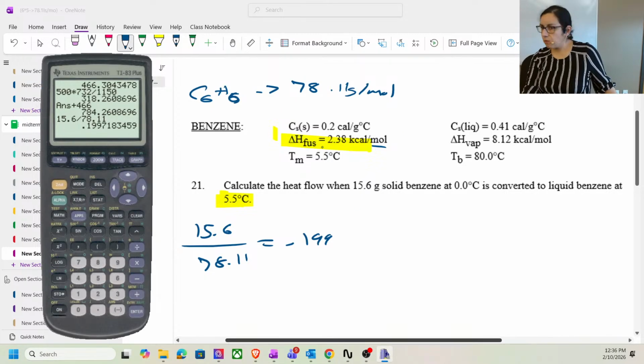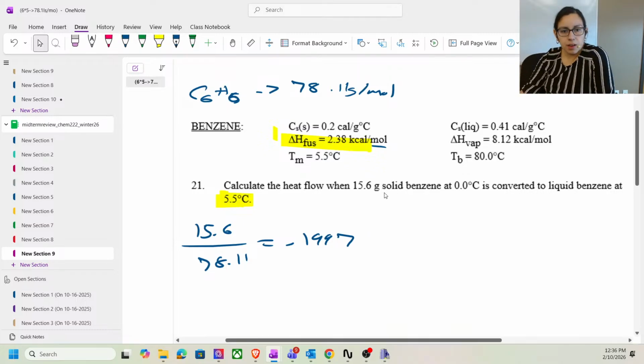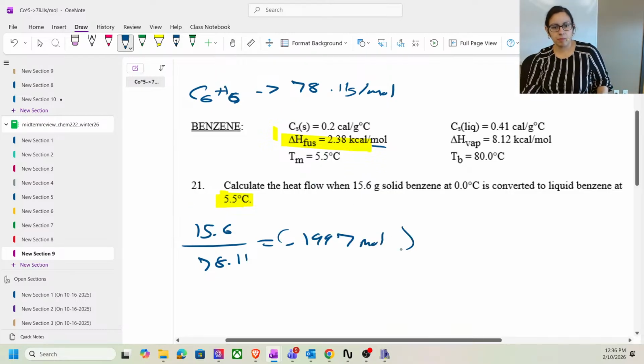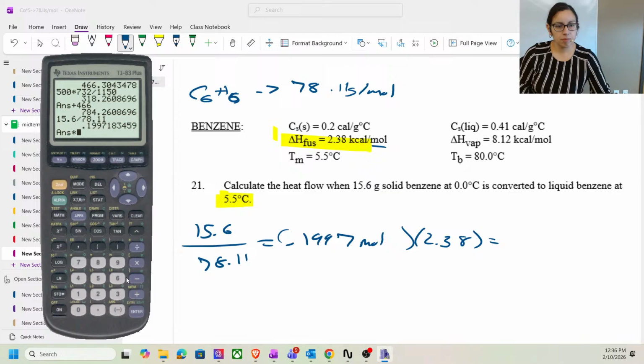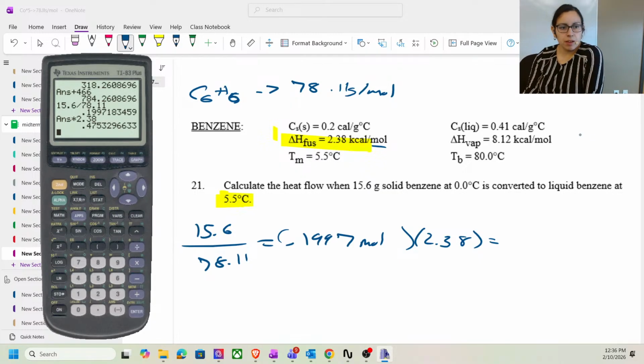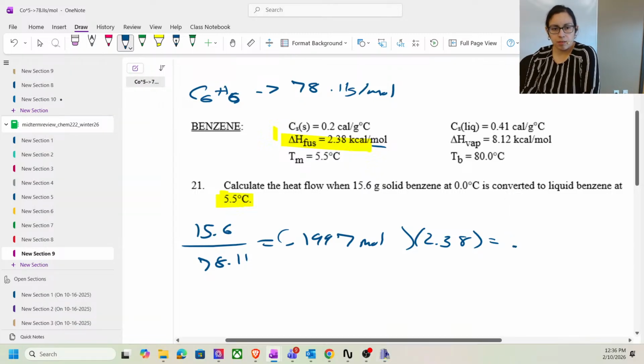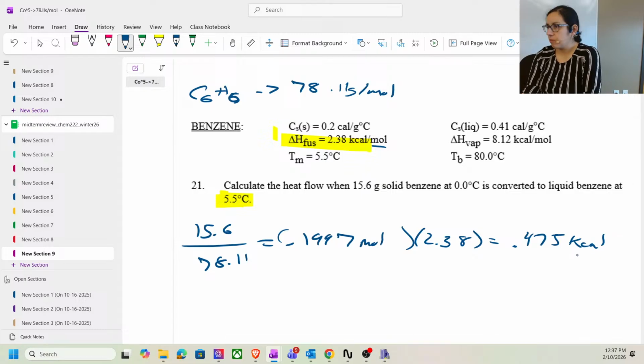And then we can take that and multiply it by our heat of fusion for our state change. And again, notice how your units cancel out for the moles. And again, watch the units since this is kcal. And so I get 0.475 kcal. So did we all get that for the first one? All right, so that one wasn't too bad.